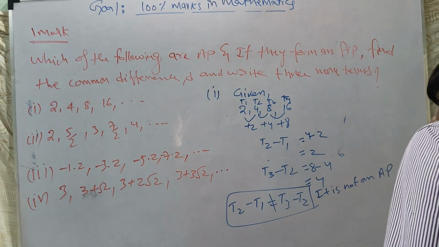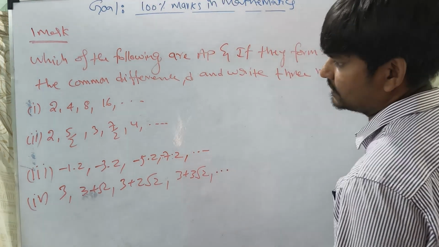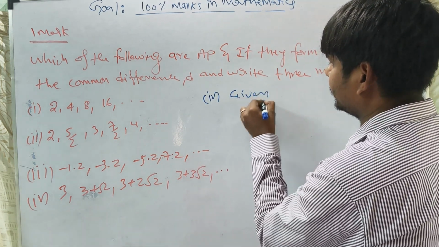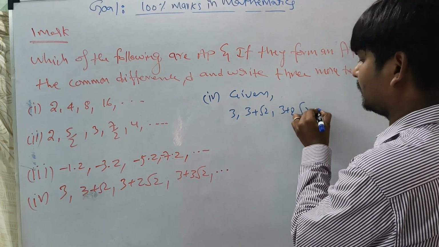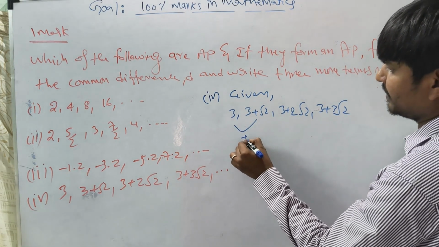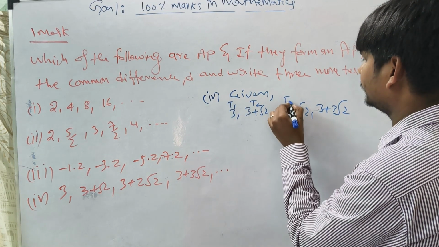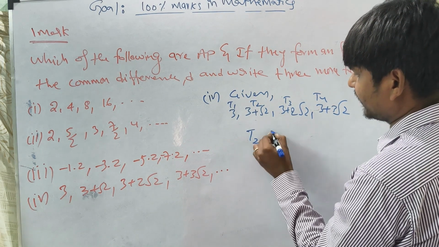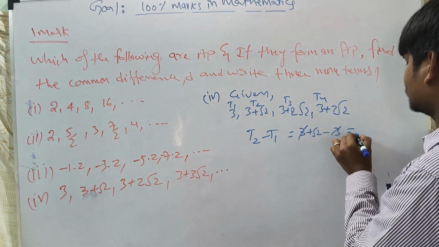Clear? Next we'll go for one more question. Remaining questions you have to do as homework. Now we'll do the fourth question. See here, what is given? 3, 3 plus root 2, 3 plus 2 root 2, next 3 plus 3 root 2. Here you are adding plus root 2. Otherwise we will follow the procedure T1, T2, T3, T4 and so on. Now T2 minus T1 is 3 plus root 2 minus 3. 3 gets cancelled, it gives root 2.